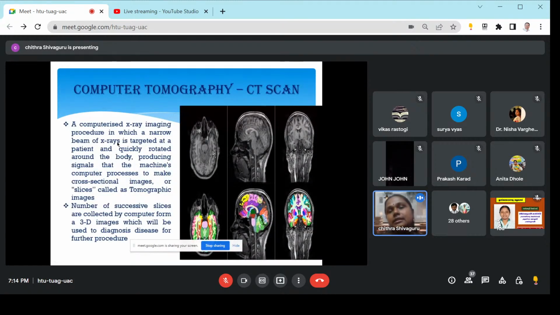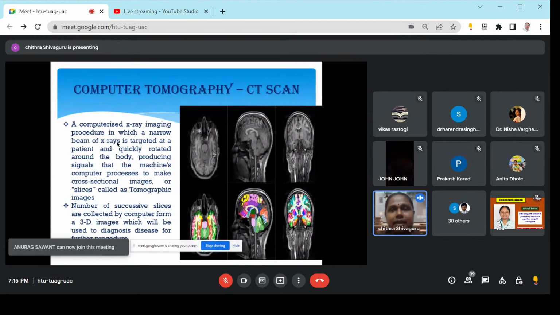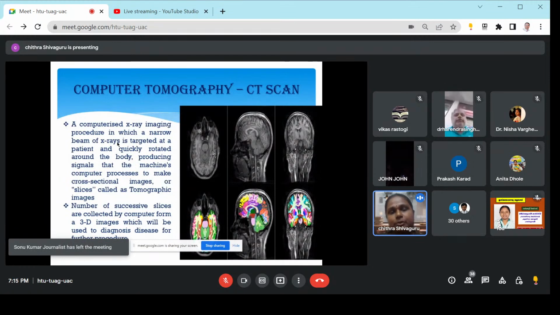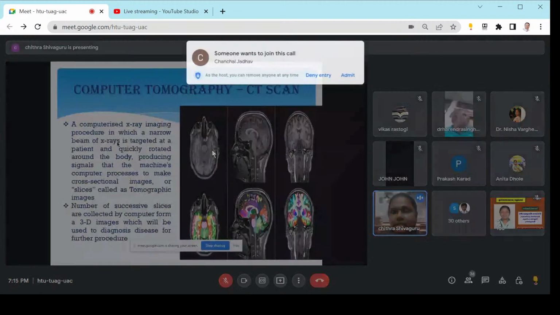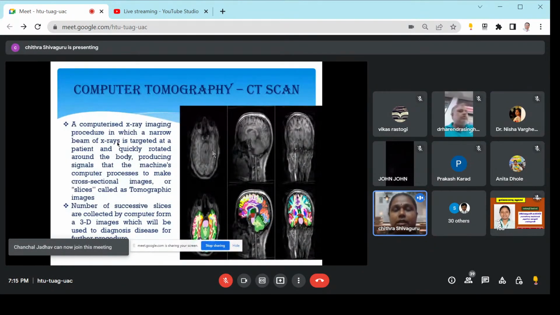And the next one is the CT scan. Now I think after this pandemic, we are all familiar with this term CT scan. A CT scan is a medical imaging procedure in which a narrow beam of X-ray is targeted at the whole body. Compared to X-ray, which focuses on only one organ, the CT scan is going to rotate.